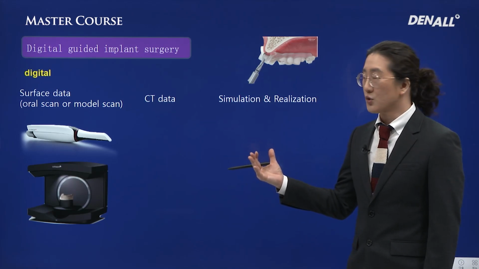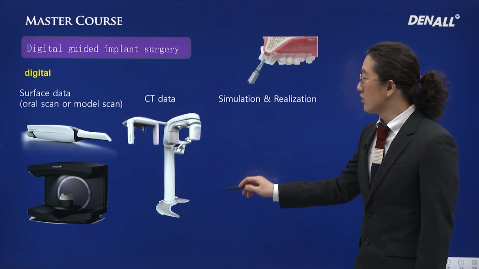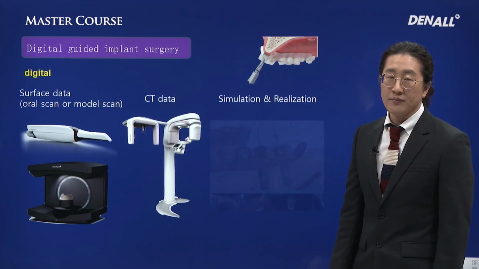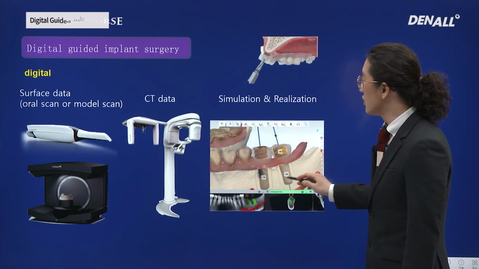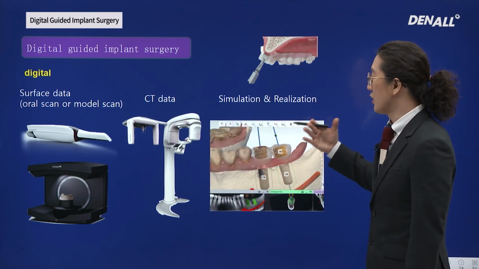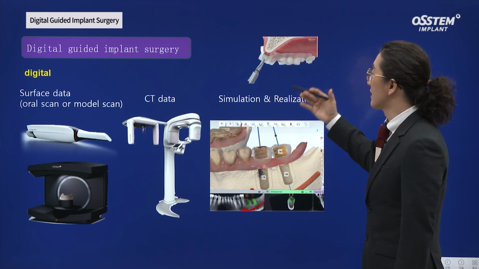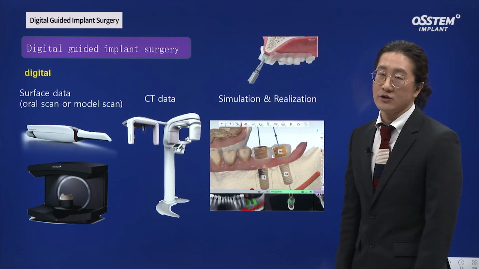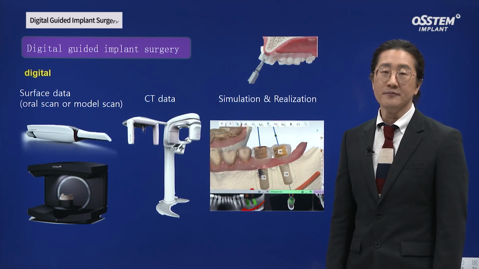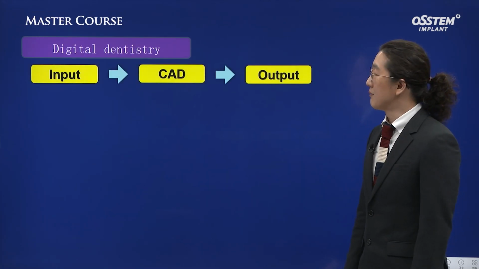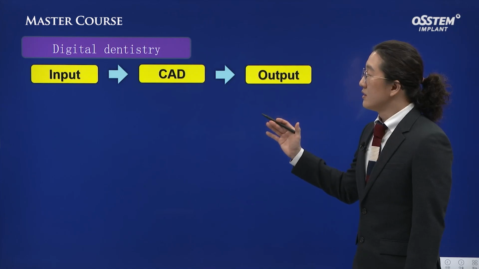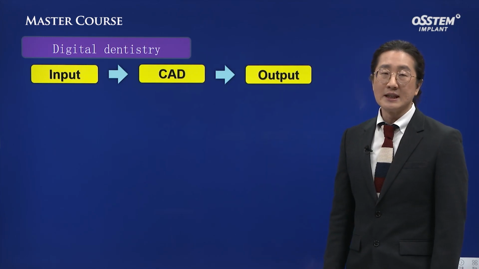An oral scanner or model scanner is used to get the surface data. CT is taken to get CT data, and on the computer, this information is utilized for simulation. This is then turned into reality in the form of a guide for surgery.